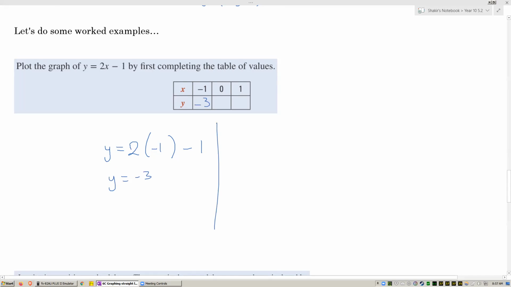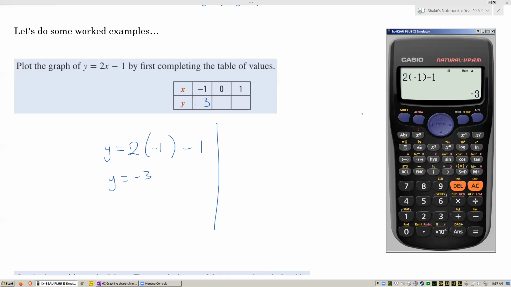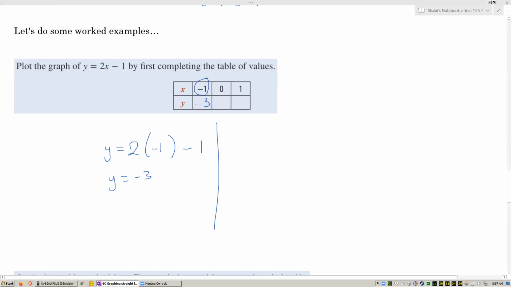Sir, where'd you get the -1 from? Okay, so -1 I got from here. When x is -1, y is -3. I subbed in place of x, you know, it's 2x minus 1. In place of x, I put the -1.